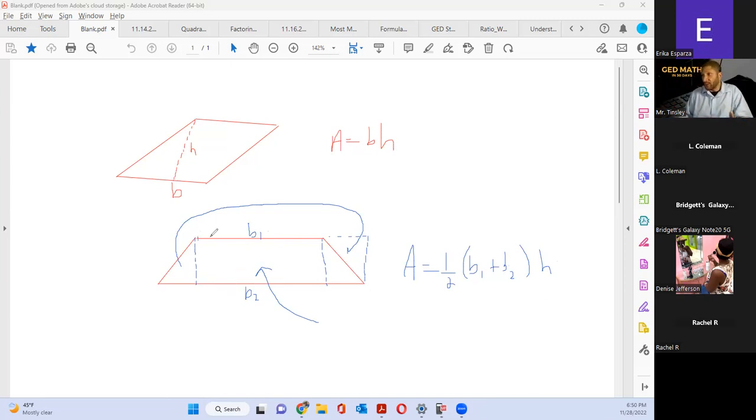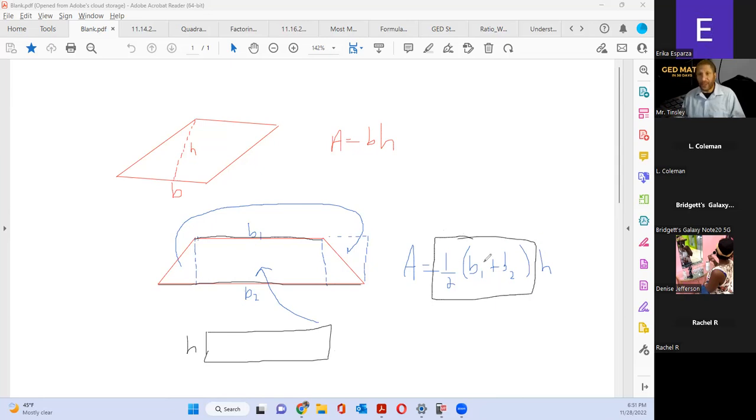So remember, let me do black so you can see it. See this right there? That was my first base. See that right there? That's my second base. So what they're actually doing is taking the average of these two and then making a rectangle with the average of these two bases with the same height. This is the average of the two bases. You add the two bases, you divide by two.